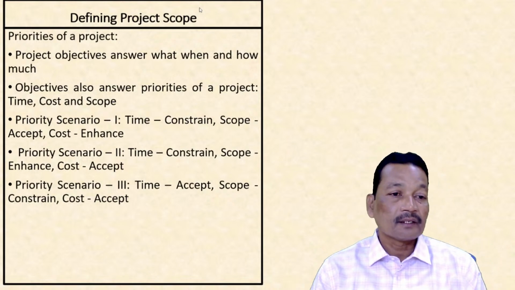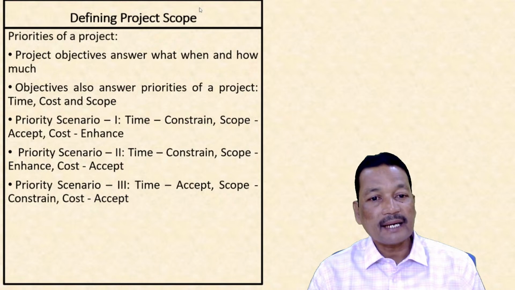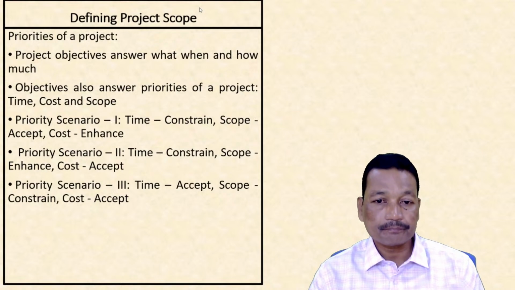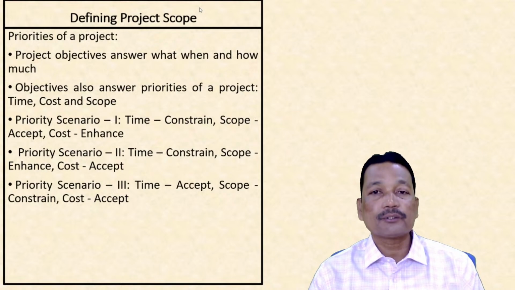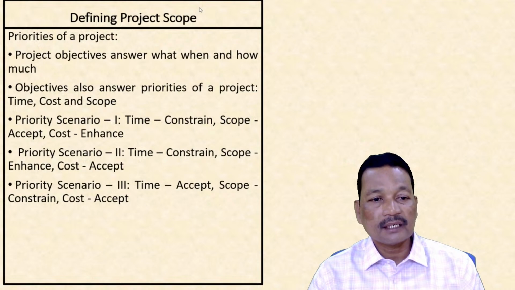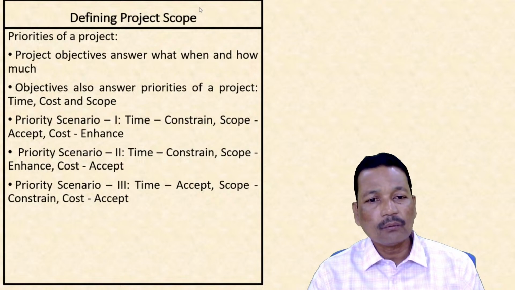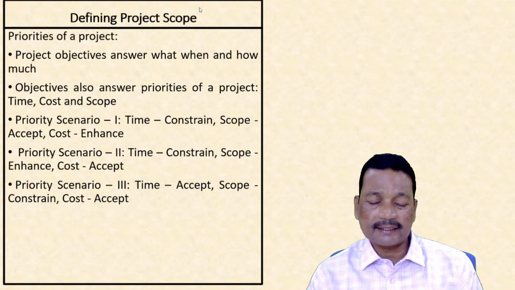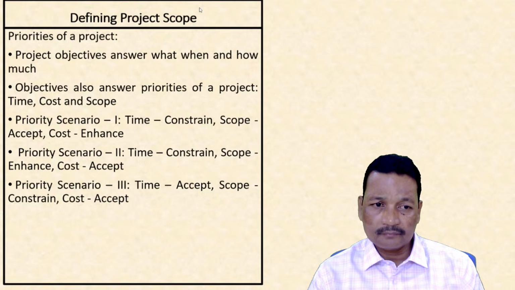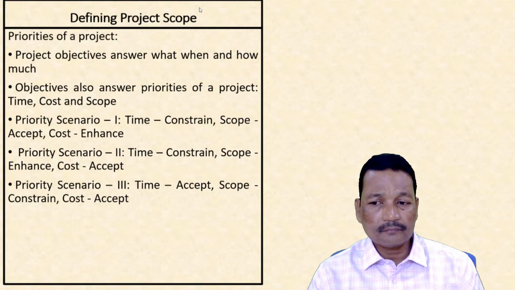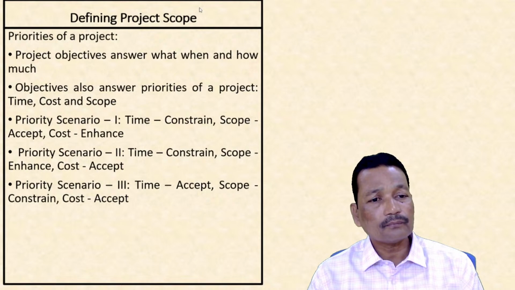Sorry. Scenario 2, time is a constant. Scope we should enhance and cost is acceptable. Now here, what kind of thing we can take as an example?